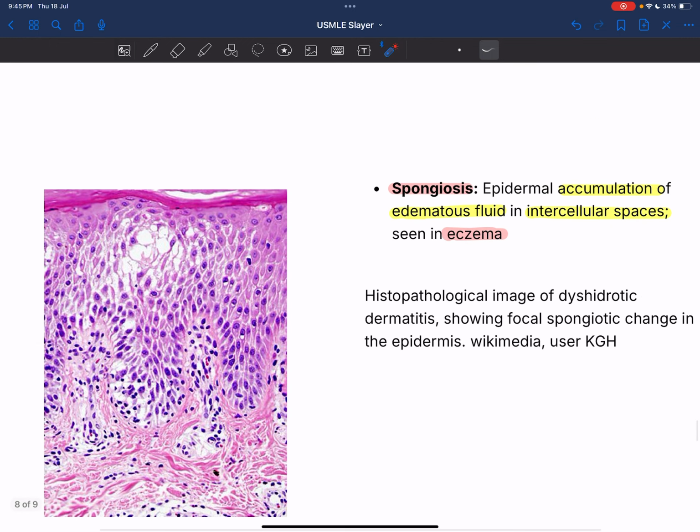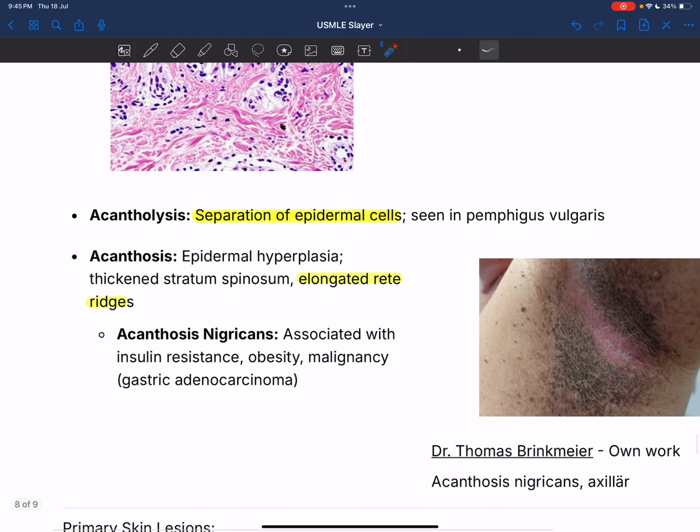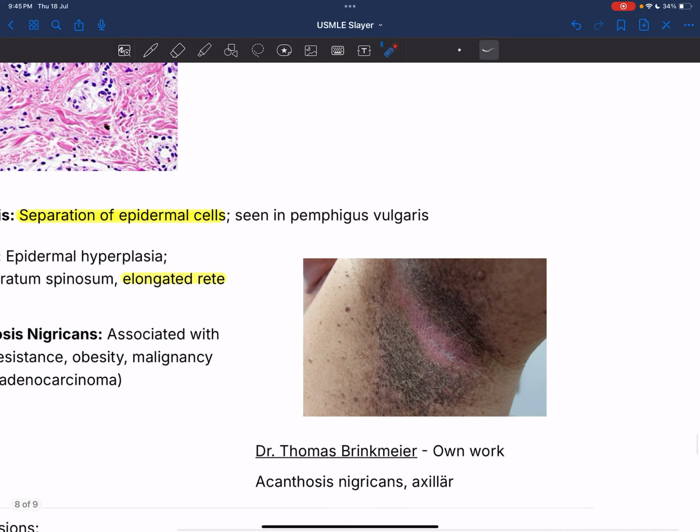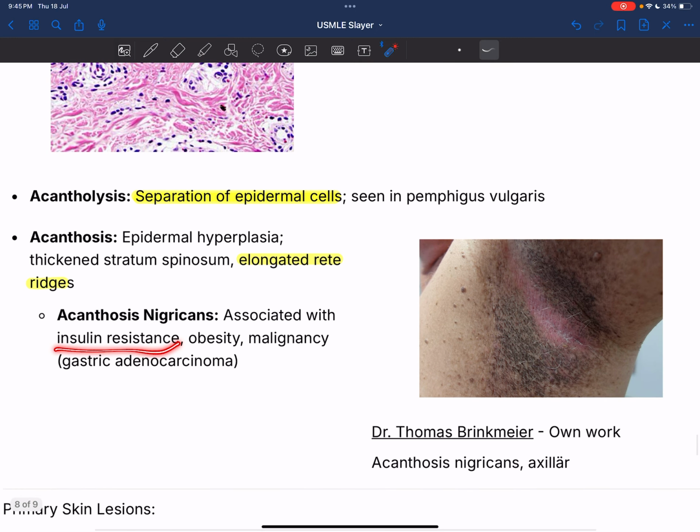The first one is spongiosis, and the second one is acanthosis. Something really important in regards to acanthosis is acanthosis nigricans, and this is associated with insulin resistance, obesity, malignancy. And this is a picture of it, because it mostly occurs in the axilla, neck, or any kind of skin folds, okay? Also, it's very important in insulin resistance. So you might have a diabetes case coming to you with discoloration in the axilla. This would be acanthosis nigricans.